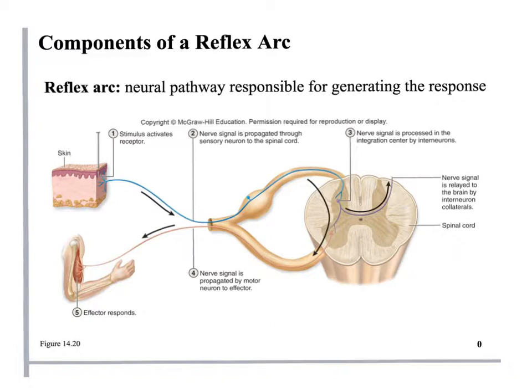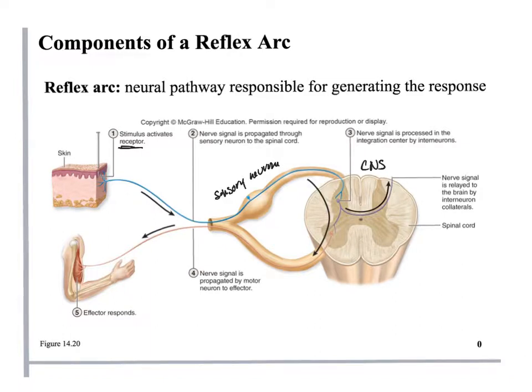Every reflex arc has a receptor. So he starts with the receptor, some type of, in this case, you see the nail in the skin. Okay, that sends sensory information in. So that's one, the receptor, and then we have a sensory neuron.